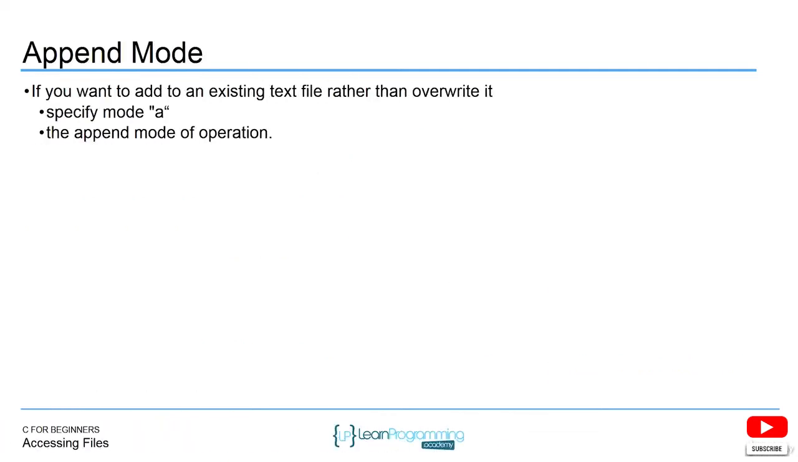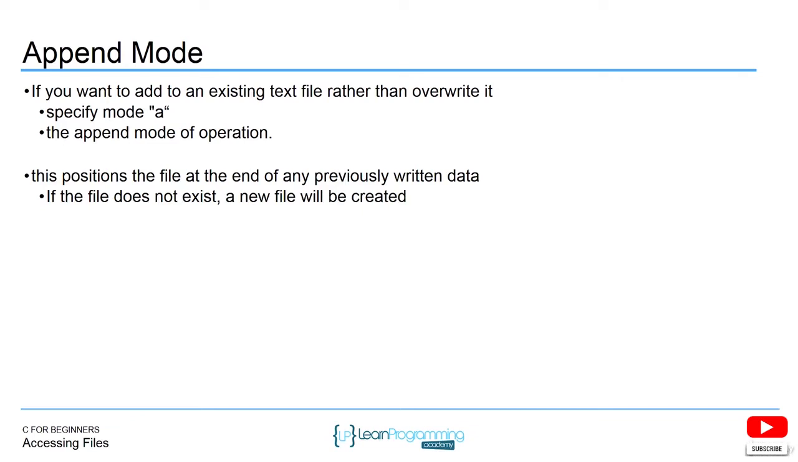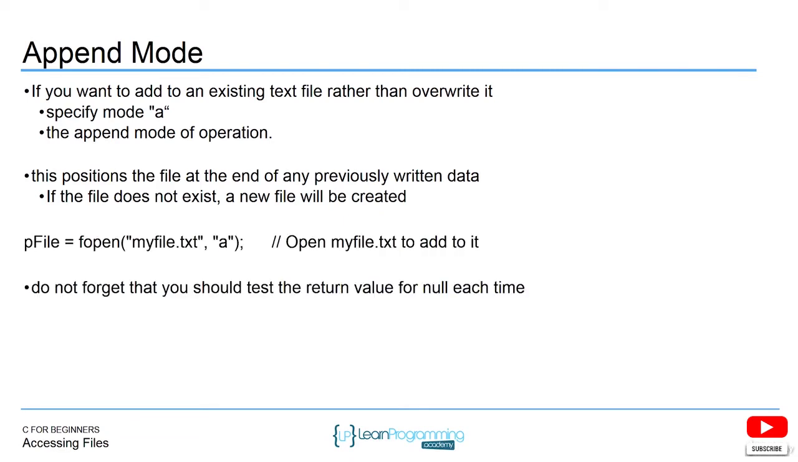Append mode. If you want to add to an existing text file rather than overwrite it, you can specify the A mode. This is appending. This positions the file at the end of any previously written data. If the file doesn't exist, it creates a new one. The example here is you just change the second parameter to be an A inside double quotes. It will add to the end of myfile.txt. And do not forget that you should always test the return value for null each time. You always want to do the if pfile is not equal to null.